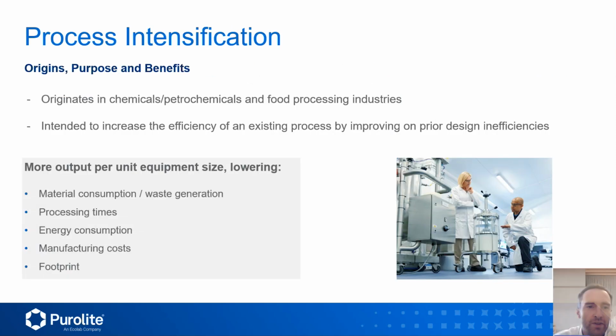Process intensification originates in the chemicals and petrochemicals industries. It's intended to increase the efficiency of an existing process by improving upon prior design inefficiencies. So you're essentially getting more for less, or more per unit equipment size. This means you'll see reductions in material consumption and waste generation, reductions in processing time, energy consumption, as well as reductions in manufacturing costs and lower footprints. Again, the emphasis is on more for less.